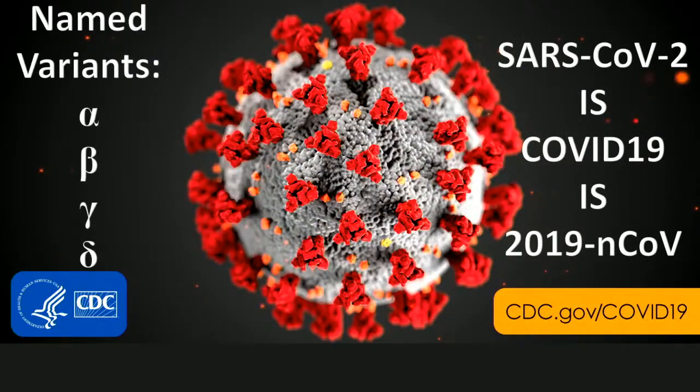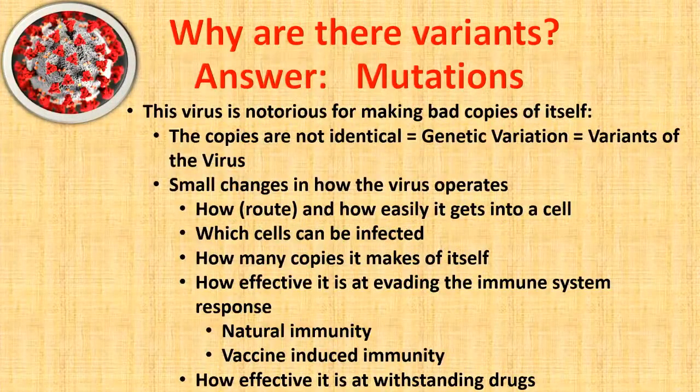So, as most of you know, SARS-CoV-2, COVID-19, 2019-nCoV, all of these are the same names for the same things. And as just about everybody is aware, there are different variants that they are talking about that are coming up, and they label them according to the Greek alphabet. So the question arises, why do we have variants?